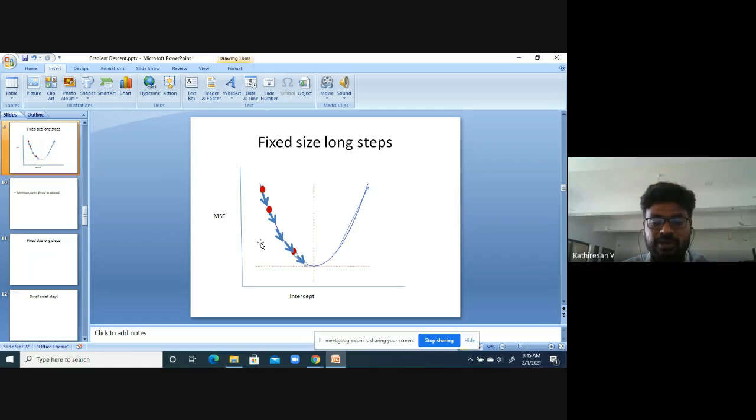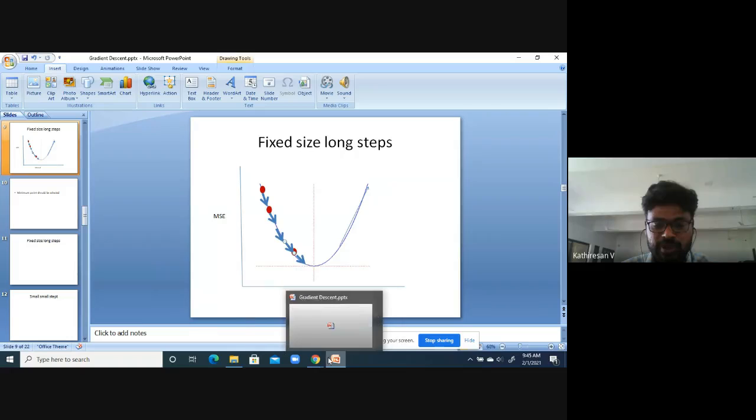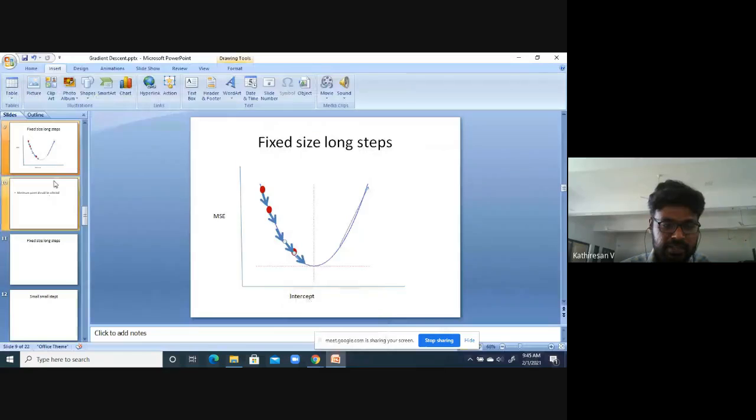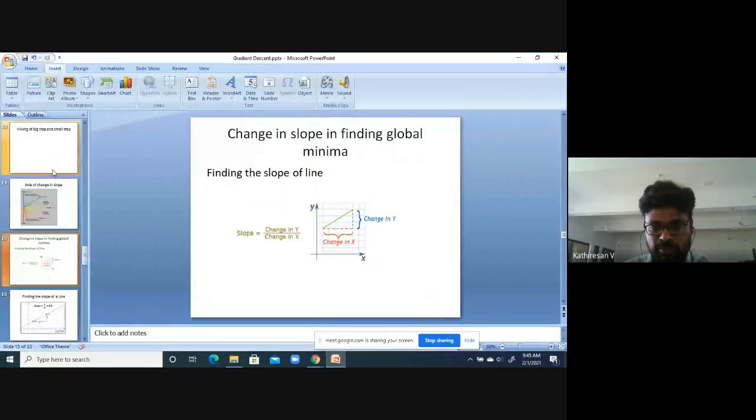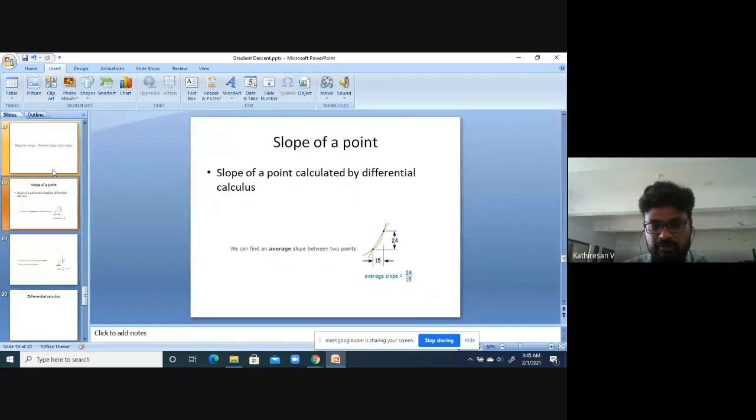So in order to do that, we are going to find the slope value. Now come to the slope of a point. In order to find the direction of the curve, or to decide whether I am going to take a longer step or baby step, you have to find the slope of a point. In order to find the slope of a point, you have to go with differential calculus. Just look into this.